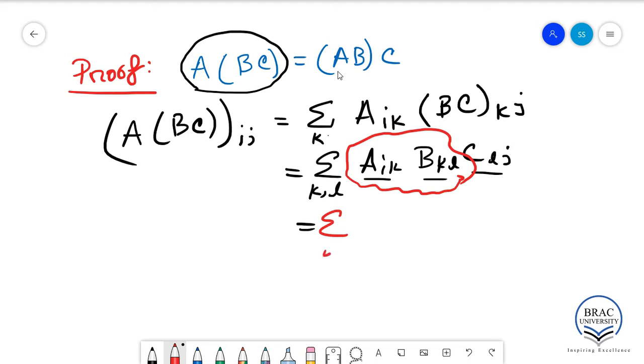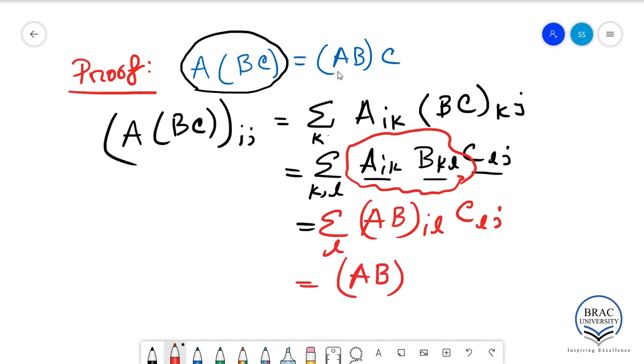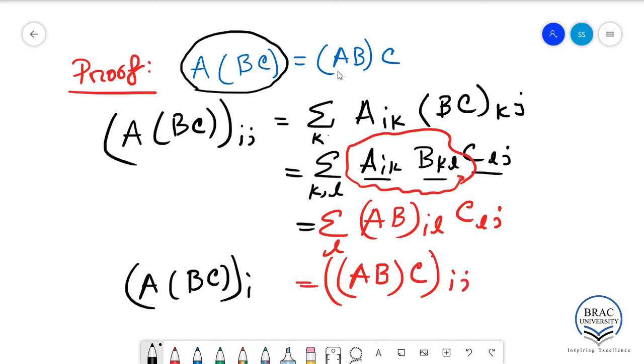If you do that, only the l index remains, and you will have (AB)_il, right? And from this side you just have C_lj. And now again you just sum over the l index. So finally you have ((AB)C)_ij, right? But this is equal to just (A(BC))_ij.